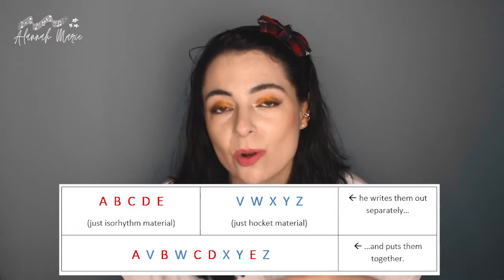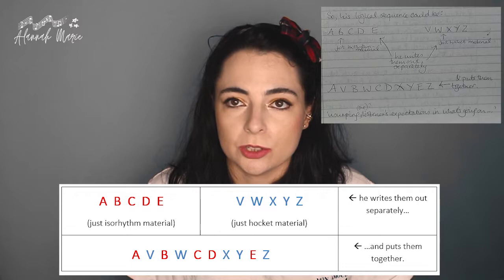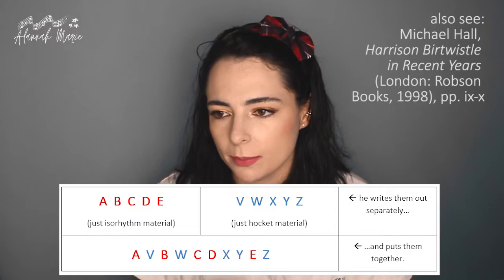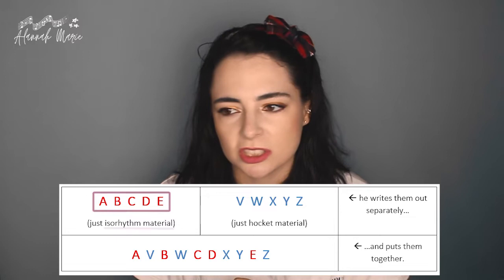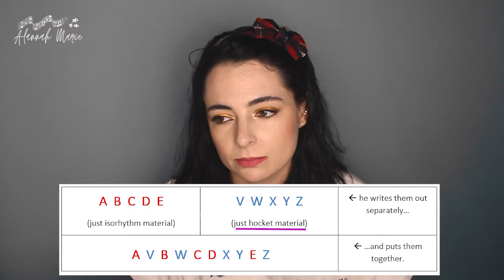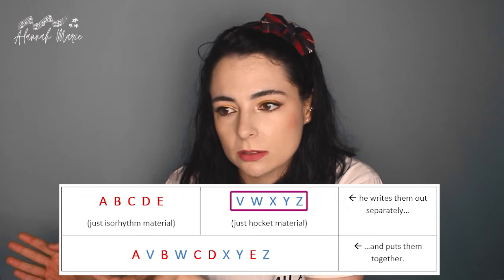Here is an example of a logical sequence Birtwistle might, or maybe he did, employ. And this is taken from my undergraduate lecture notes. So, here we have a table. And in this table, say you've got the material A, B, C, D, E, and that's just isorhythm material. And you've also got other material, V, W, X, Y, Z, and that's just Hocket material. Now he writes them out separately. So he'll write his isorhythm material, he'll write his Hocket material. And then he puts them together, but he intersperses them.